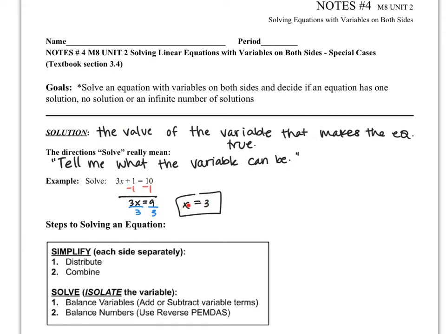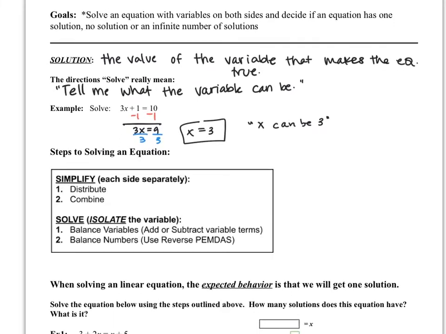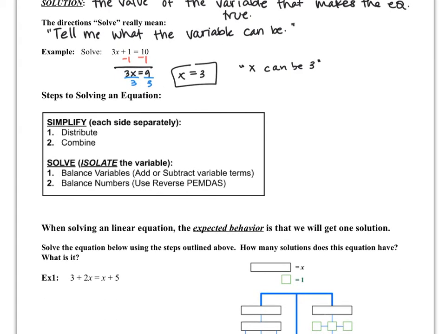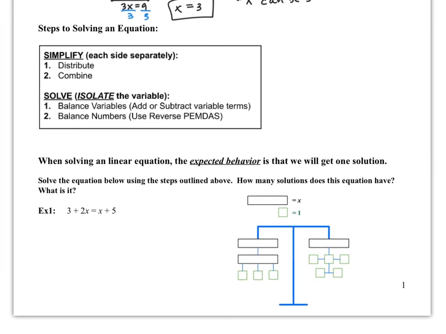But when you give this answer, you're really responding to this command by saying x can be 3. So again, when we say solve, we're really asking for what the variable can be. And when you give your answer like this, you're really saying that x can be 3 and nothing else, which again is our expected behavior with a linear equation. We're expecting that all of our equations are going to have one solution.